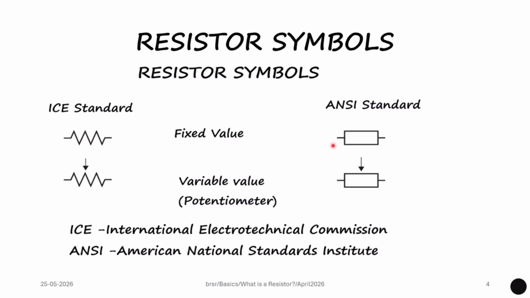As per the ANSI standard, that is the American National Standards Institute standard, the resistor is represented just like a box of a fixed value. If the value of the resistor is variable, then there is an arrow mark along with the box-like structure.